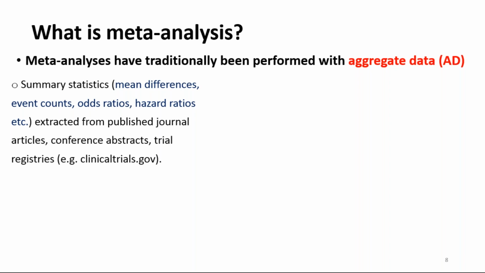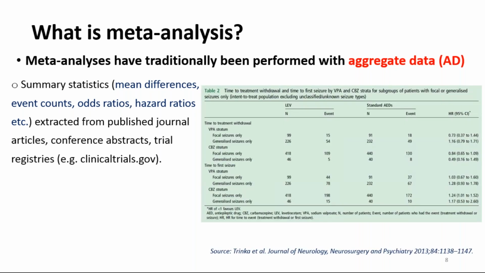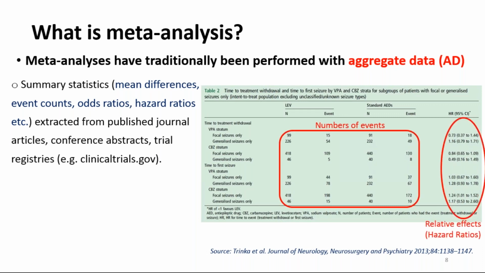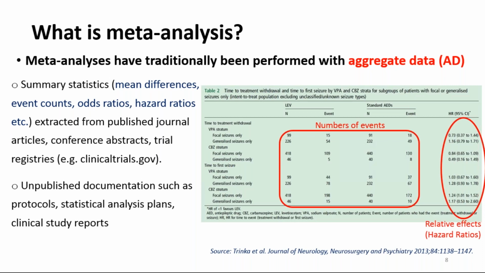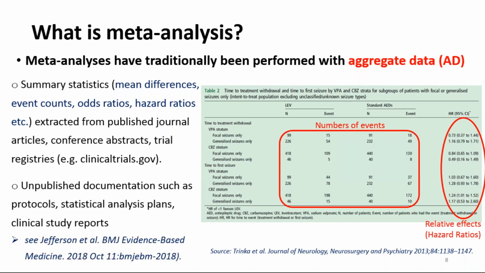So for example, you look in a journal article, you find a table of results that looks like this one. You could extract from here the number of events. You might also want to extract some of the relative effects of how the drugs compare to each other. So here we've got some hazard ratios. And also more recently, there's been recommendations around how useful unpublished documentation is, such as protocols, statistical analysis plans, and clinical study reports, for providing additional information to be able to include within meta-analysis.